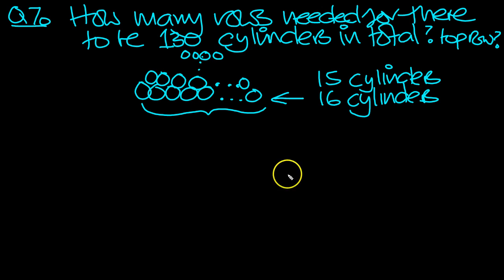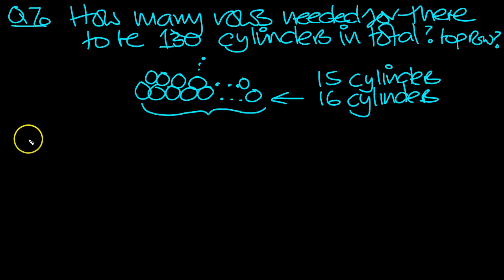So I've drawn a word picture here and summarized the question. There's two things we need to work out. How many rows do we need for 130 cylinders in total? And how many cylinders in the top row? So, and it carries on going, doesn't it, up to there. So let's have a look at this then.